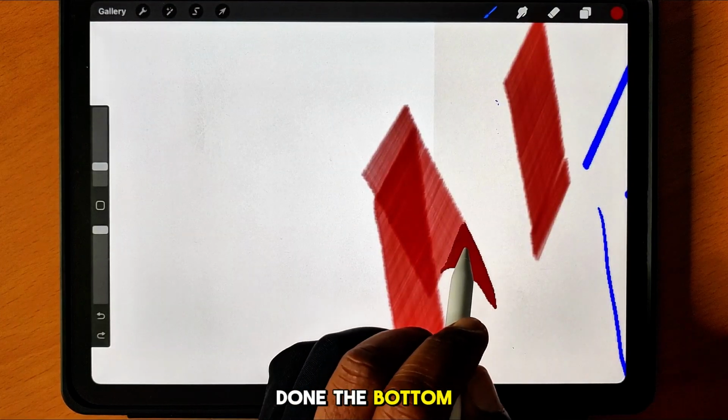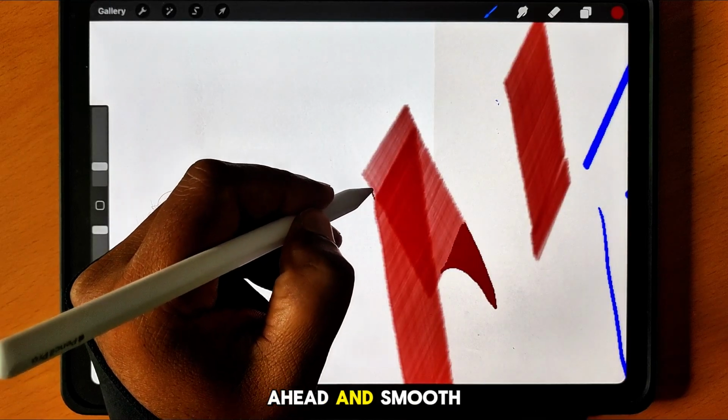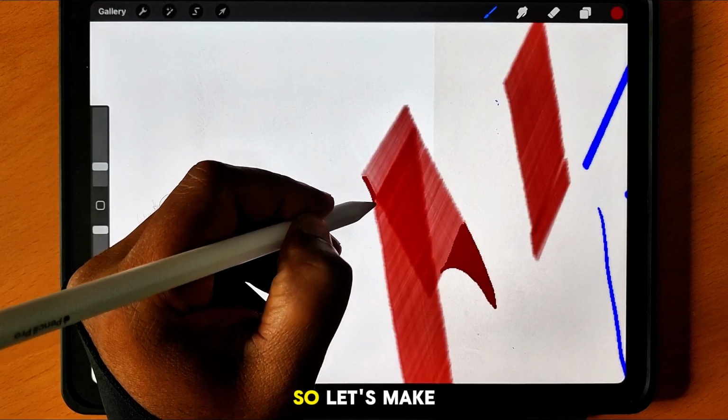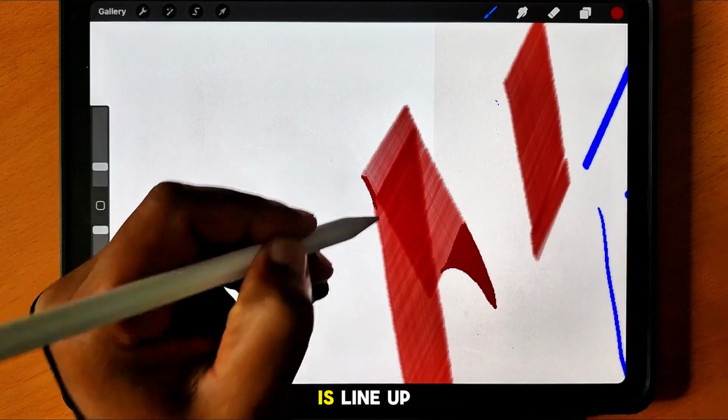Now, after we've done the bottom part of the hilya, we can go ahead and smooth out the top as well. There is a bit of an offset here as well, naturally. So we'll just make sure that it is lined up nicely.